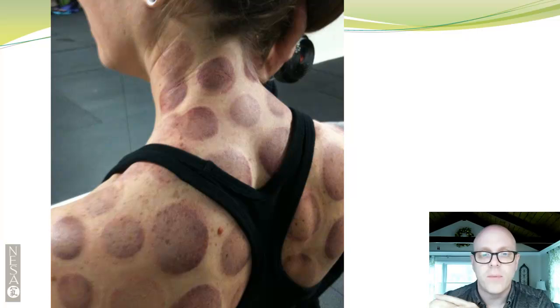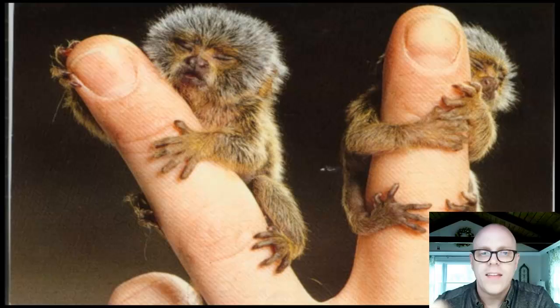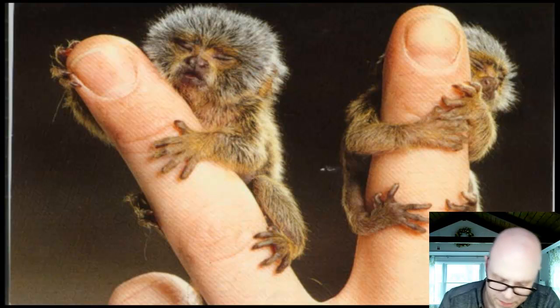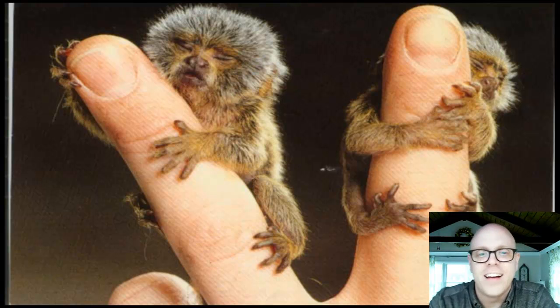This is a picture, I don't know why I'm putting this up here, but of someone who got too much cupping. So everything in moderation. I just thought it was interesting. It's probably just done by someone who thought, if I move all this chi, it might be a good idea. I mean, I can't imagine this being a good idea. And then here are some finger monkeys, my favorite picture of cuteness, which are these little monkeys.